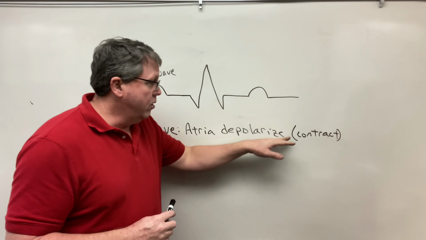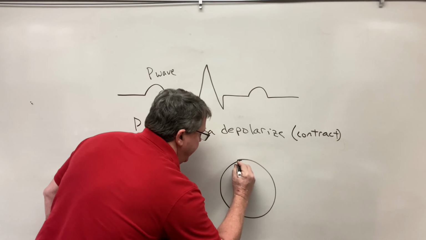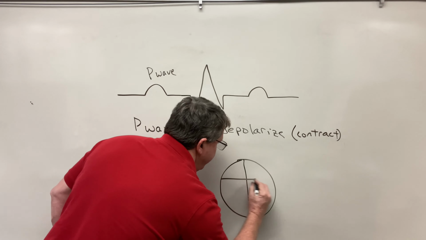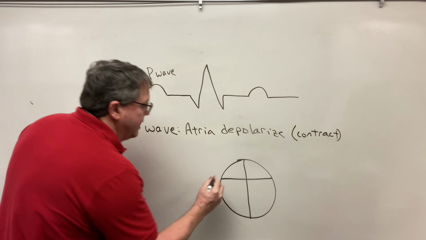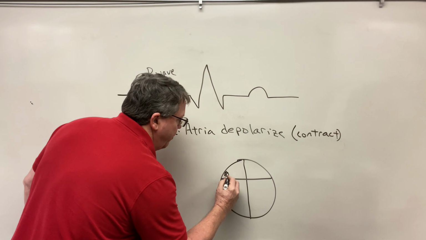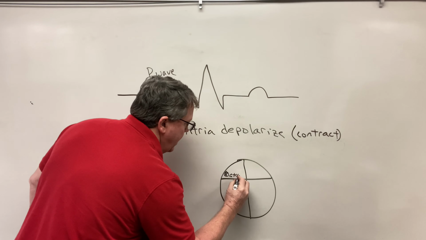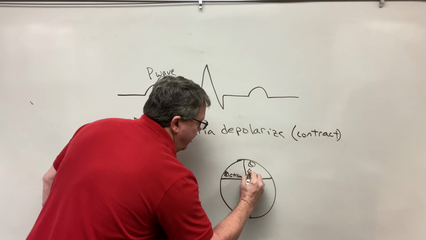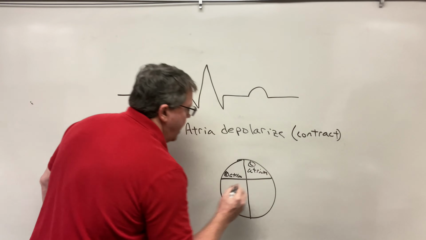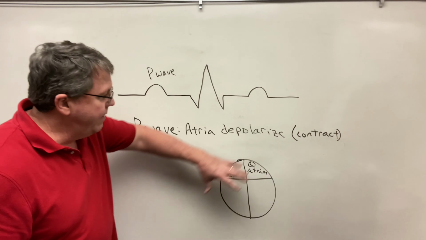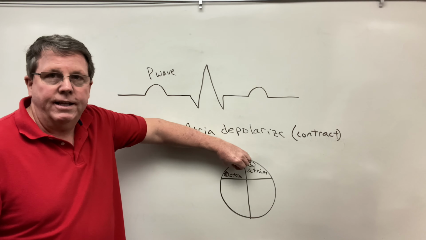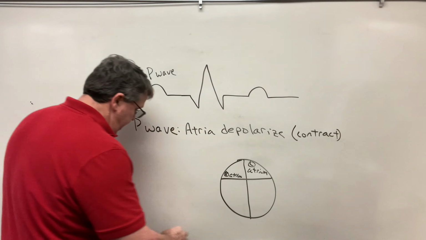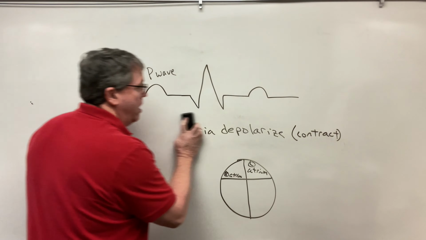Now what I'm going to do is I am going to draw a little heart right here, all right? And this again is my right atrium, and this will be my left atrium, okay? And what we just described happening now is the top part contracting, okay? So let's go ahead now and go on from there.